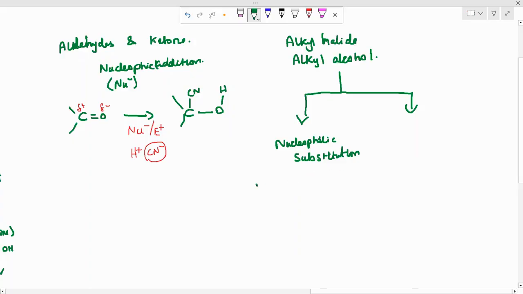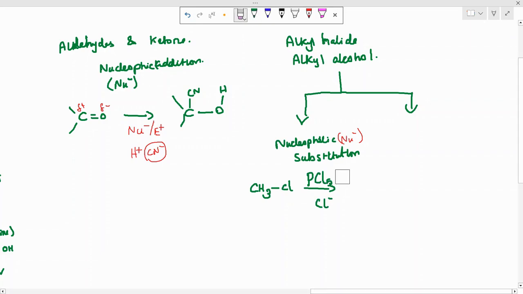For example, if you are having an alkyl halide, CH3Cl, this is called an alkyl halide. If you want to carry out nucleophilic substitution, you have to produce a nucleophile. Nucleophile means the species which is having a negative charge. So you should give a negatively charged nucleophile. Like that, you should add a reagent. So if you are adding PCl5, Cl minus will be produced.